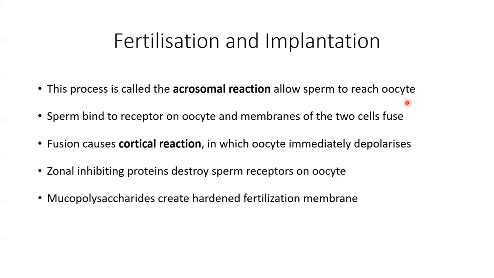The sperm then binds to sperm receptors on the plasma membrane of the oocyte, and the membranes of the two cells fuse. This causes the cortical reaction, in which the oocyte immediately depolarizes, and we have an influx of calcium, which causes the release of our zonal inhibiting proteins and our mucopolysaccharides. These destroy the sperm receptors and harden the zona pellucida, forming an impenetrable boundary called the fertilization membrane. So a really tough, thick boundary that sperm can't pass through.